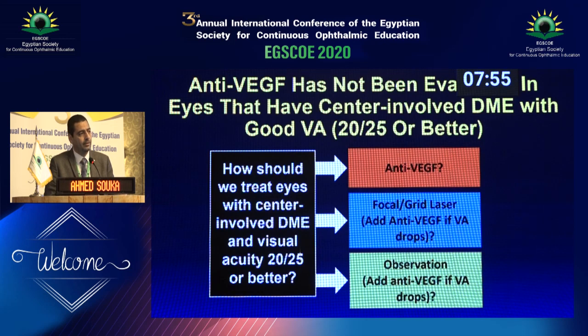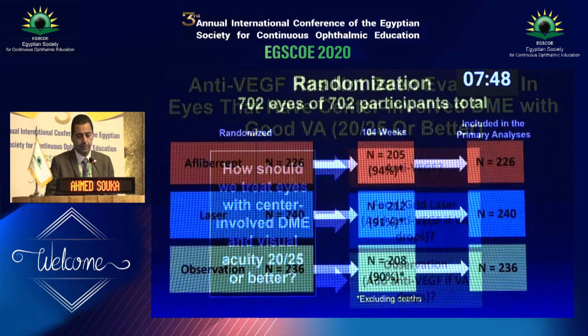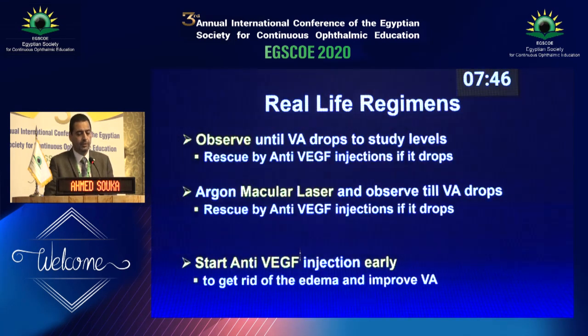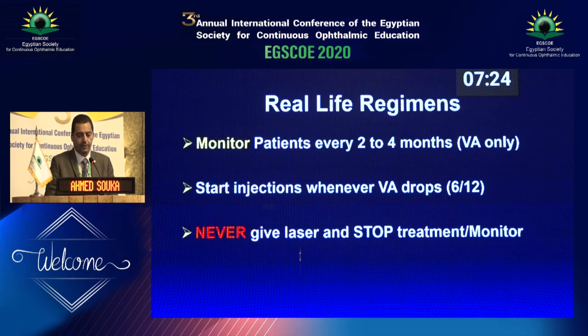Here, we are comparing if we give the laser to simple observation, because the question whether laser will be better or not was not still answered. Recruitment of patients in this fashion, as we mentioned, and the regimen in real life is observing the patient. This means monitoring and visiting, looking at visual acuity, and we rescue by anti-VEGF, or giving the laser and still monitoring the patient and looking at visual acuity every 2 months and giving injections when it drops. Or he's complaining, maybe we don't like the edema, start the injections and let's see.